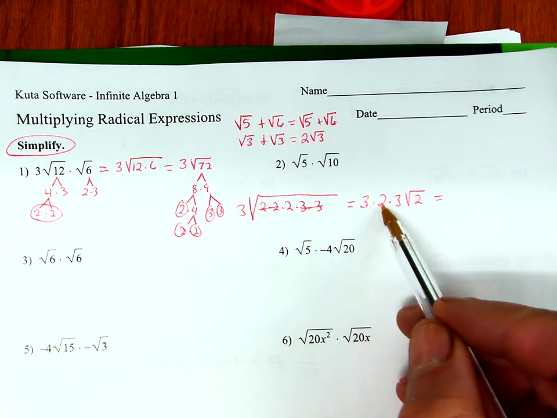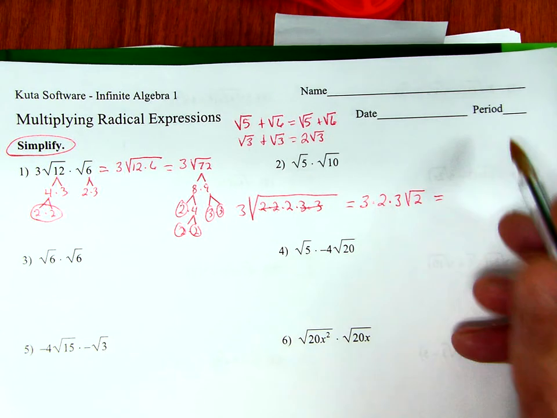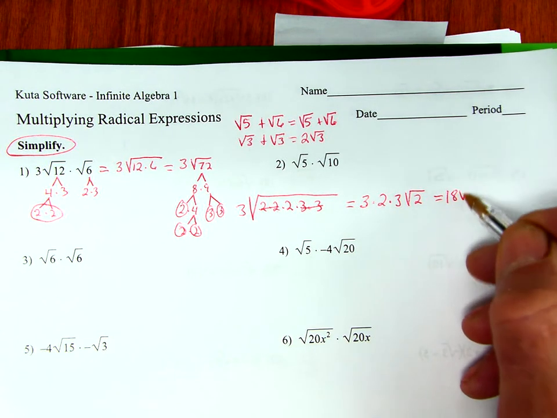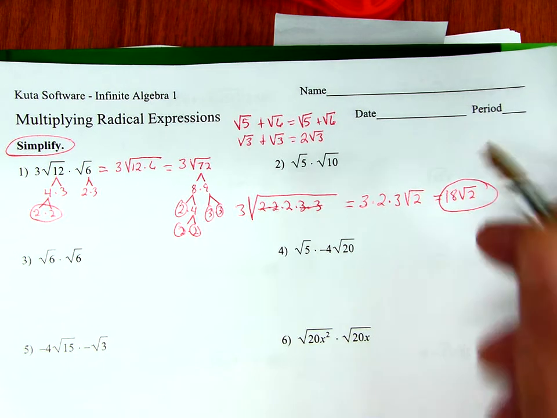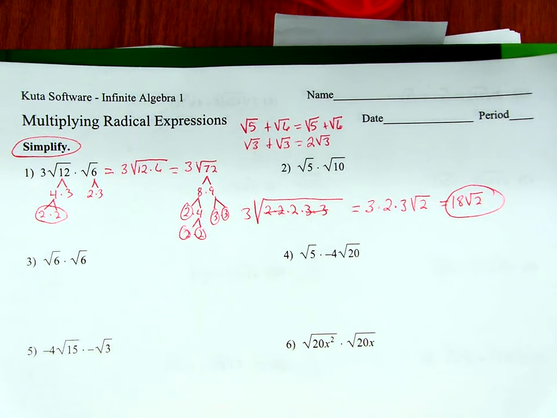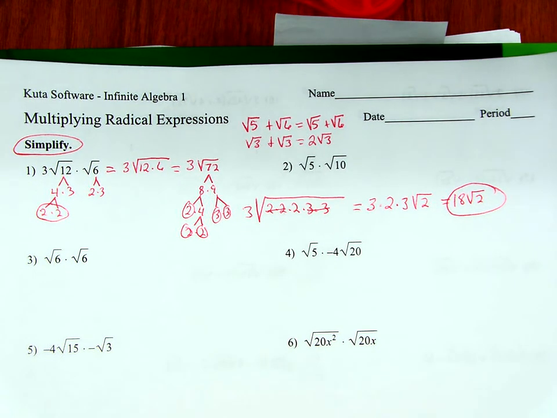3 times 2 is 6. Times 3 is 18. That's the answer. I realize that it looks like there are a lot of steps. However, if you know your multiplication chart, if you can do your multiplication up to 12, this becomes somewhat easier.